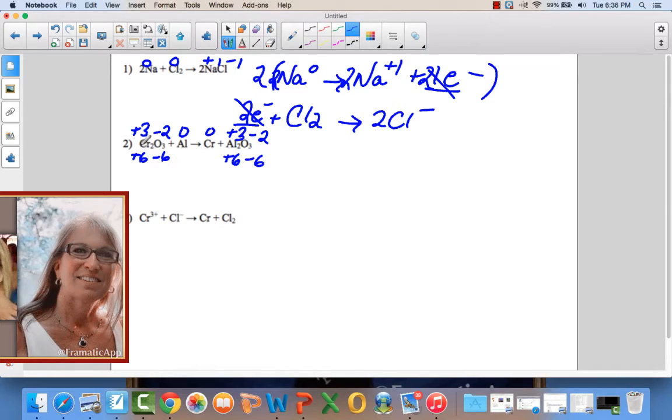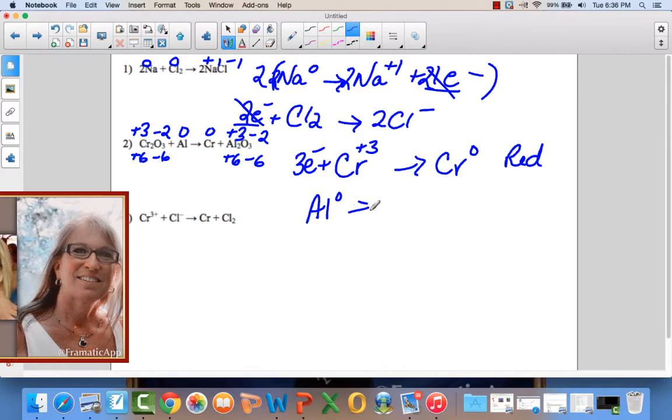So what do we have going on? We have Cr going from +3 to Cr0 here. So I have to balance this +3, so I'm going to add 3 electrons to this side. So this is my reduction. And then I have oxygen staying the same, so I don't have to worry about oxygen, it's just a spectator. And I have aluminum going from aluminum 0 to aluminum +3. I have to balance that +3 with 3 electrons, and that's my oxidation half reaction.